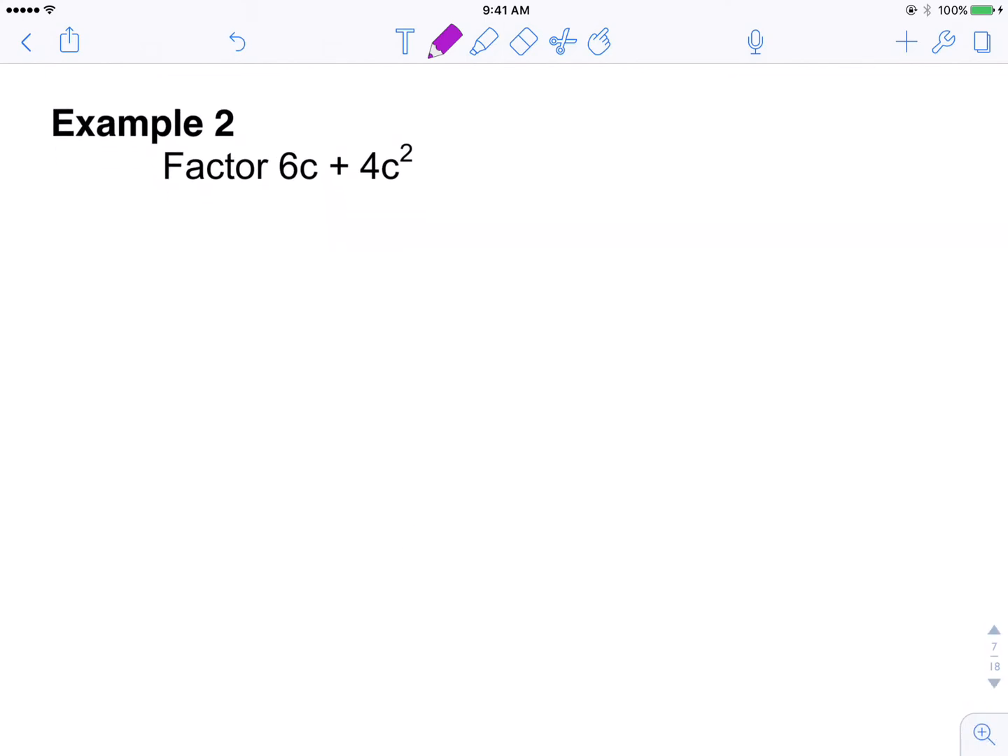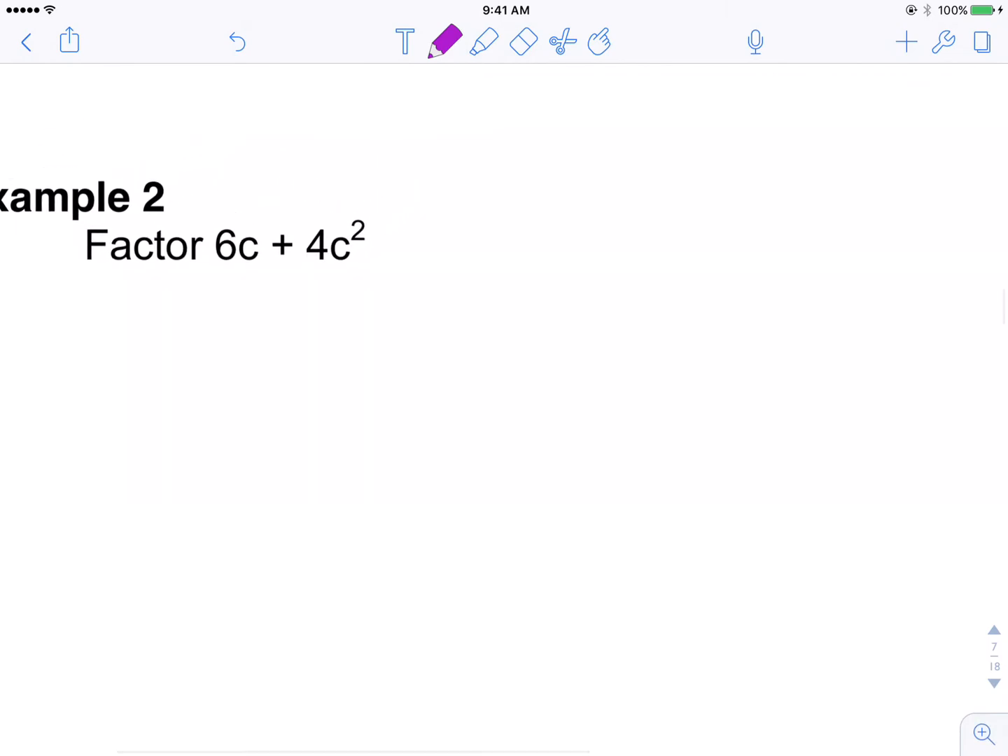Section 3.3, example number 2. Factor 6c plus 4c squared. First off here, I'm going to use algebra tiles. Before I use algebra tiles, I need to know what kind of tiles I'm dealing with.